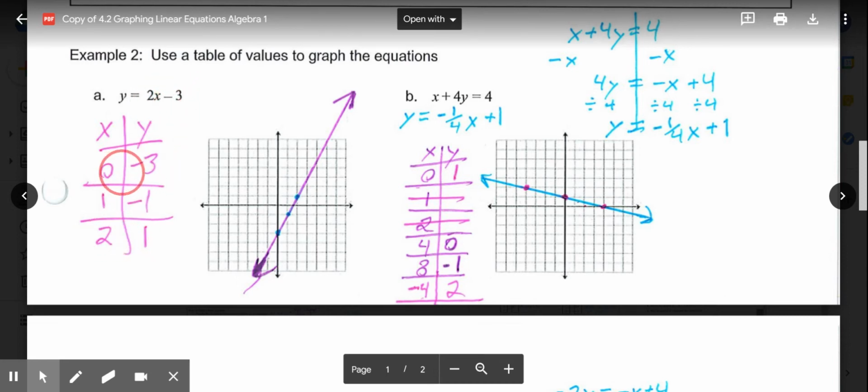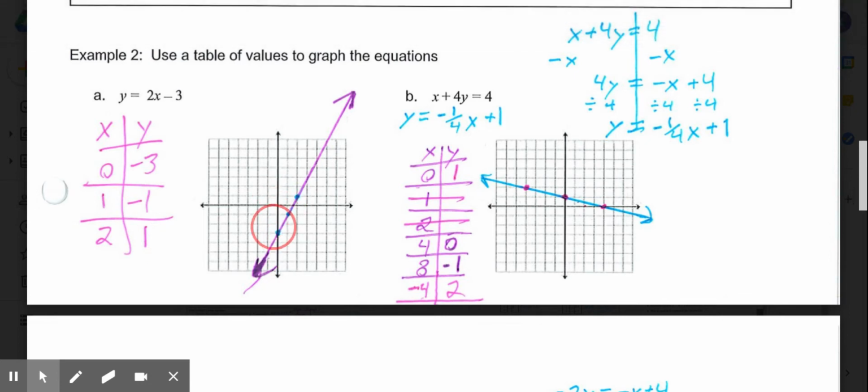So now I have my 3 ordered pairs to graph. Over 0, down 3. Right 1, down 1. Right 2, up 1. So always starting at the origin, over 0, down 3, there's that point. Over 1, down 1, there's that point. Over 2, up 1, there's that point. Connect your 3 points to draw your line.